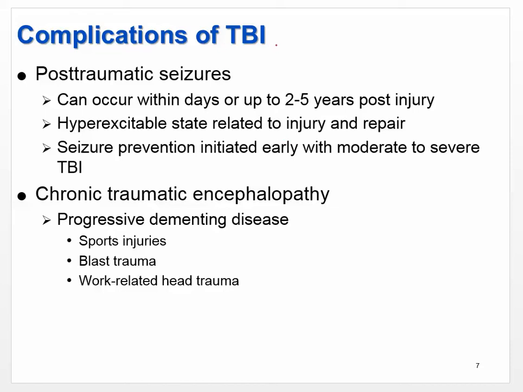Okay, so complications of traumatic brain injury: seizures. Okay, so we mentioned, when we were talking about seizures, that there can be other causes, secondary seizures, and traumatic brain injury is one of them. So it can occur within days, up to 2 to 5 years post-injury.